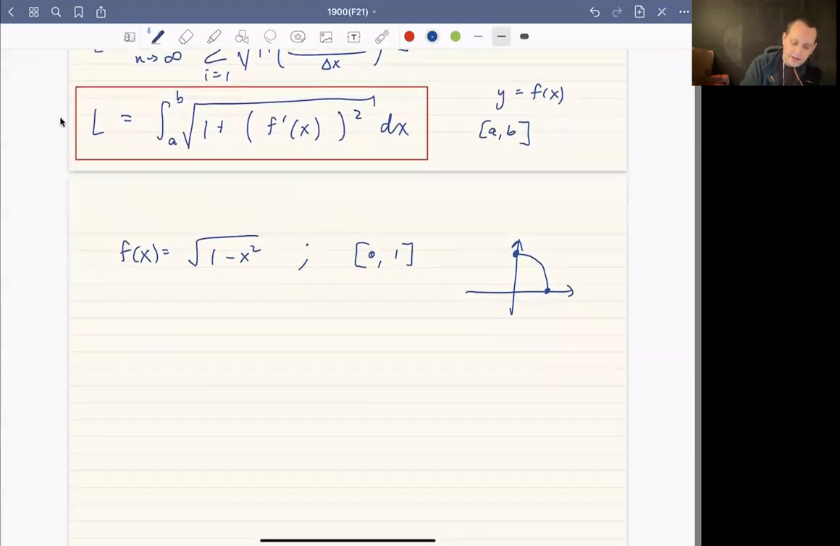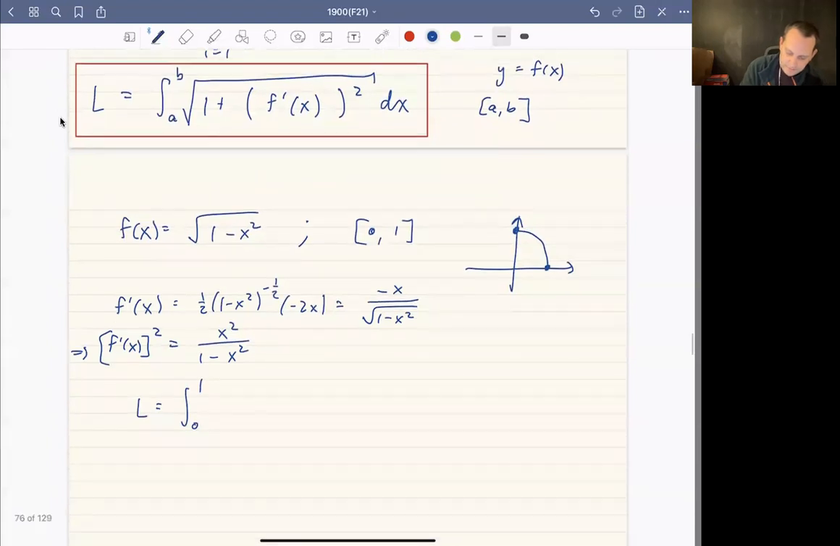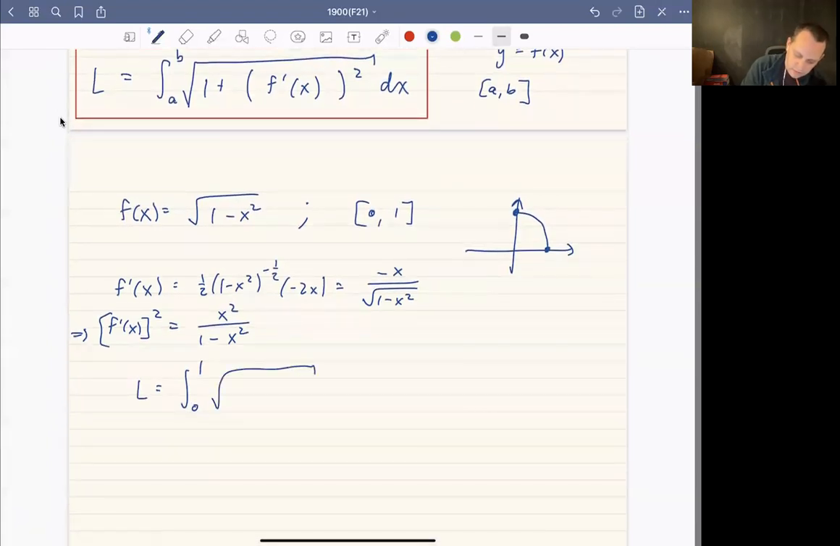We're going to calculate this integral. To do this, we have to take the derivative. That's going to be 1/2 times 1 minus x squared to the negative 1/2 times negative 2x. So that simplifies to negative x over the square root of 1 minus x squared. That implies that the derivative squared is going to be x squared over 1 minus x squared. And then the arc length is going to be the integral from 0 to 1 of the square root of 1 plus the derivative squared, which we said is x squared over 1 minus x squared, dx.